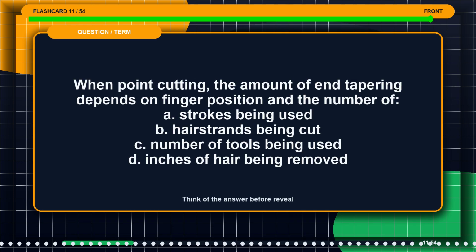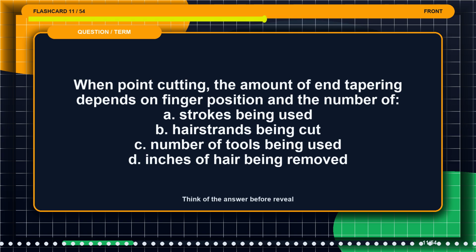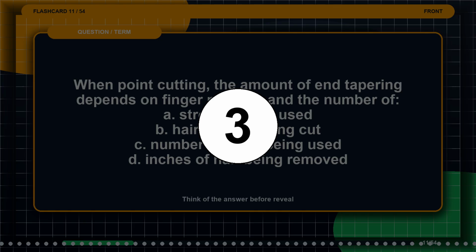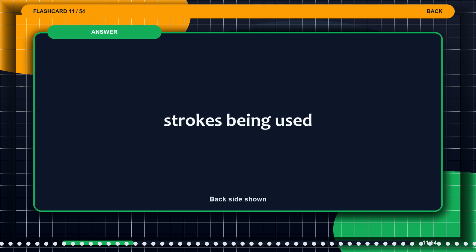Flashcard 11. When point cutting, the amount of end tapering depends on finger position and the number of A. Strokes being used, B. Hair strands being cut, C. Number of tools being used, D. Inches of hair being removed. Pause and think of the answer before the reveal. The answer is strokes being used. Flashcard 12.